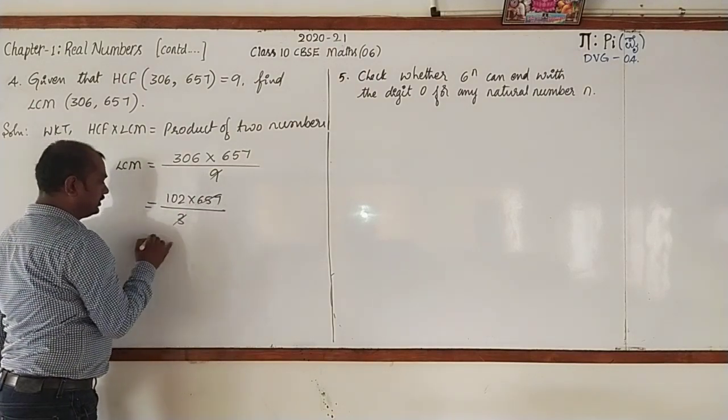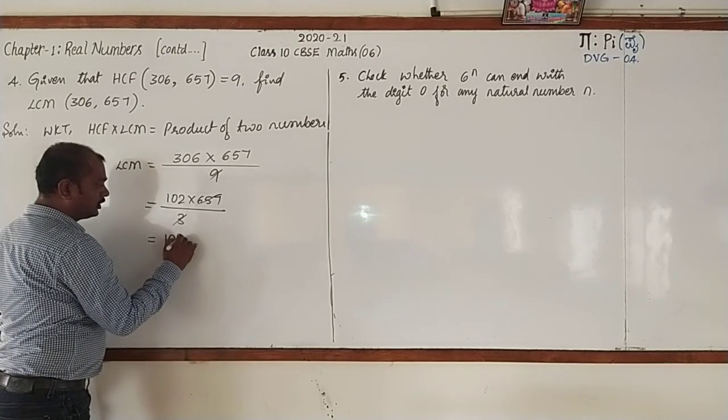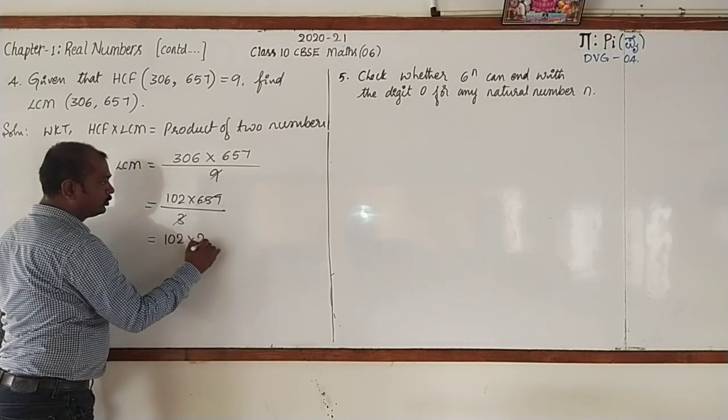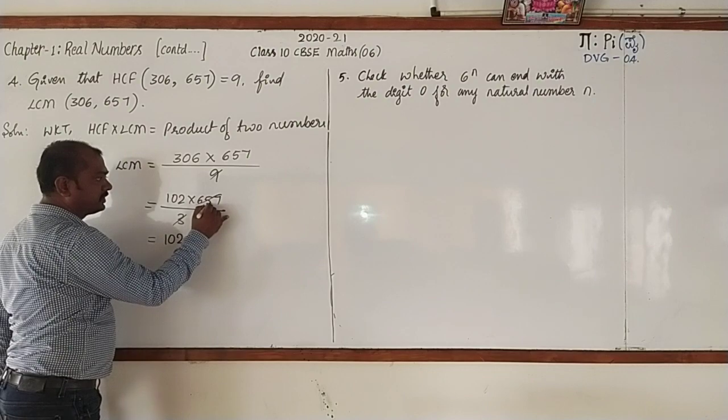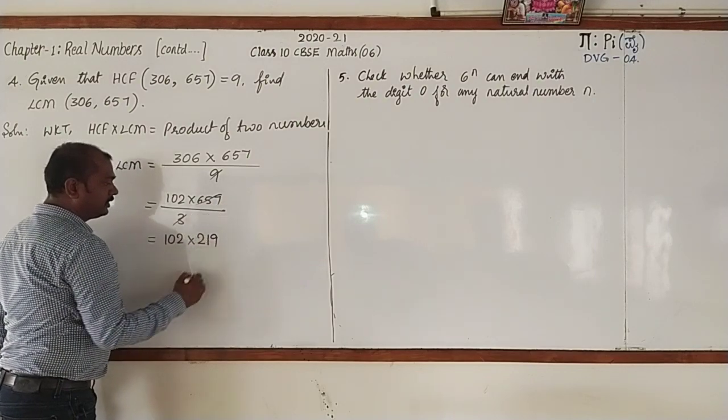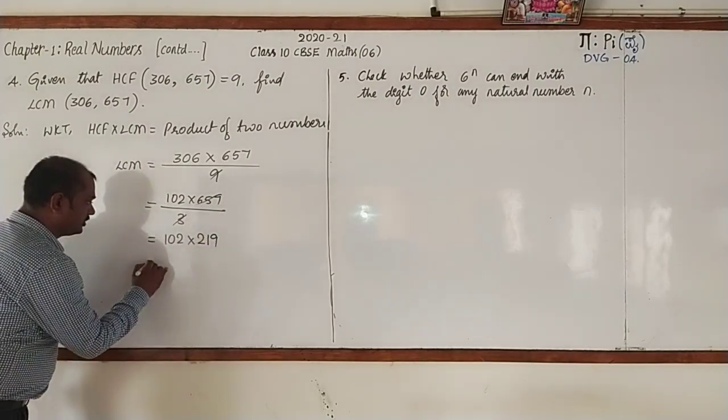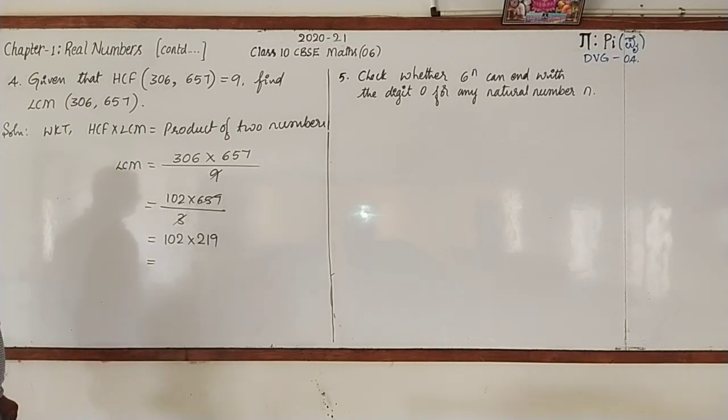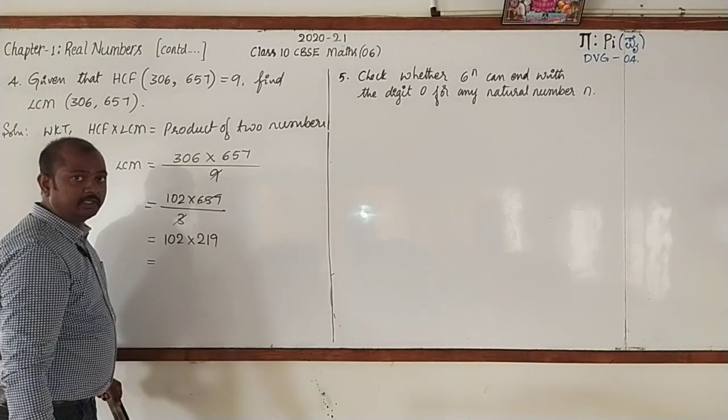3 1s are 3. Here 102 into 3 2s are 6. 3 1s are 3. 2 will remain, 27. 9s are... Next, it is 102 into 219. Let us go for multiplying this.